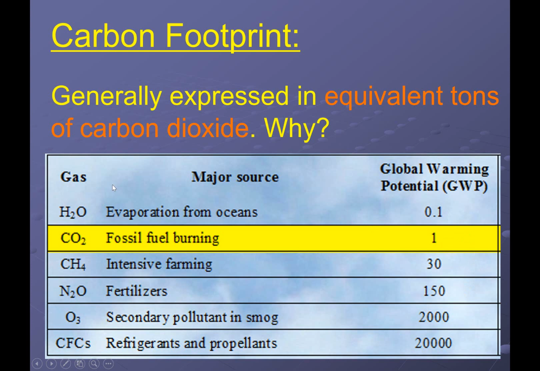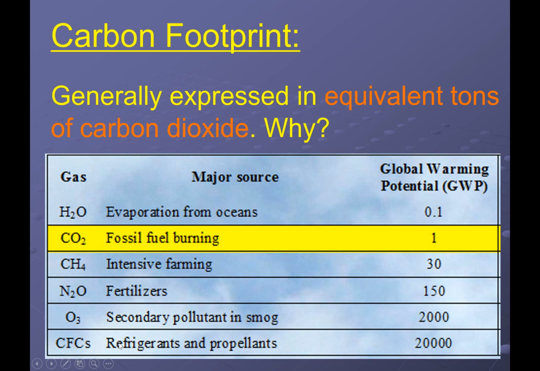So for example, water, our most abundant and most common greenhouse gas, one molecule of water actually has a global warming potential, greenhouse factor, of 0.1, which means I need 10 water molecules to have the equivalent effect of 10 CO2 molecules. Methane coming from intensive farming, I don't have a lot of them, but dollar for dollar, one methane molecule has 30 times the damaging effect of fossil fuel burning, and going up from there.